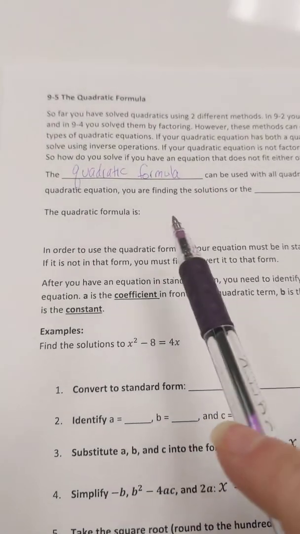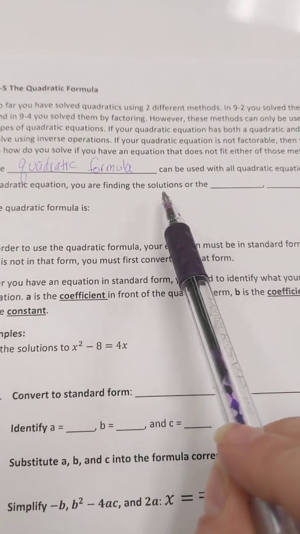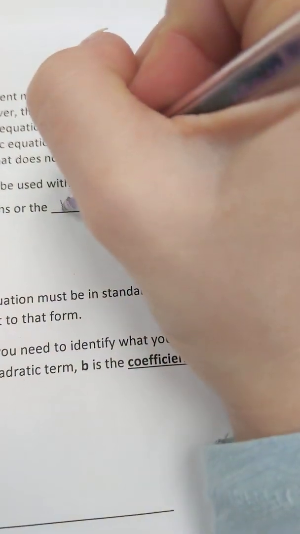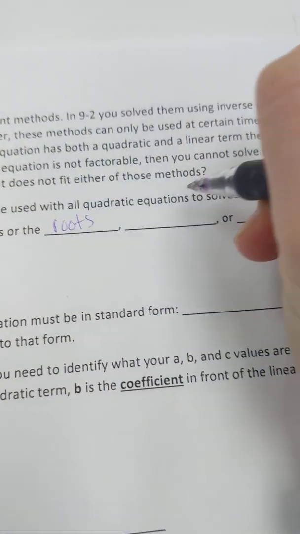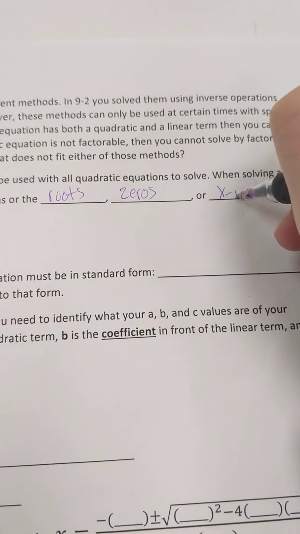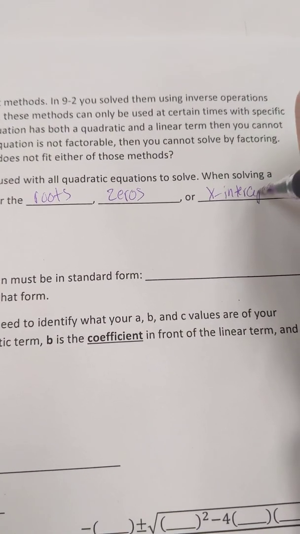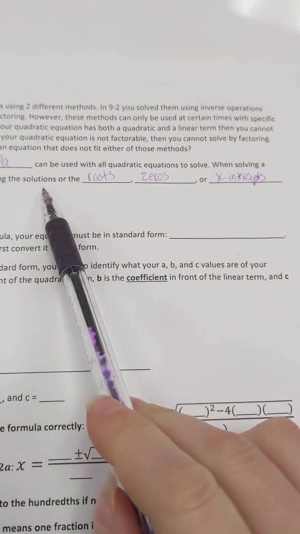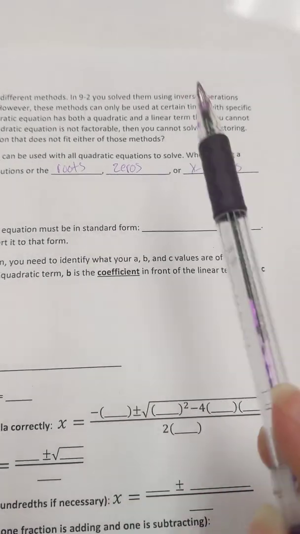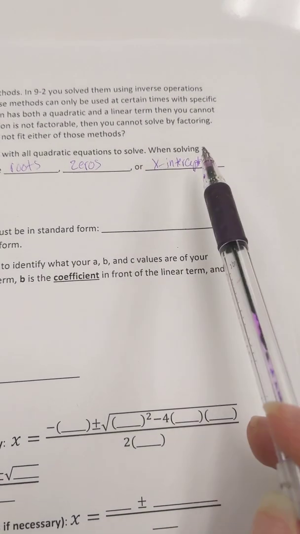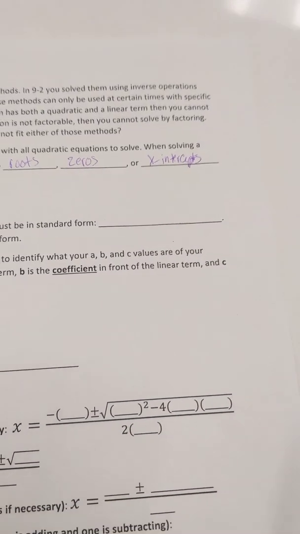So remember that when we're solving a quadratic equation and you're finding your solution, you're solving for x or whatever your variable might be. Remember, you are also finding what are called the roots or the zeros or the x-intercepts. So when you're solving your quadratic equation, you're getting the roots, the zeros, the x-intercepts. If I were to graph the equation, where it crosses the x-axis is what we're really looking for.